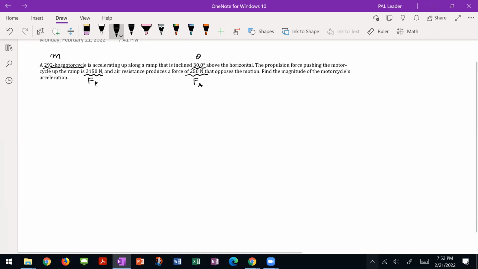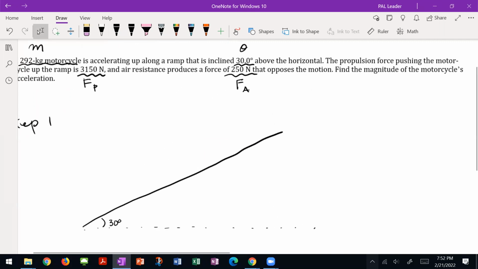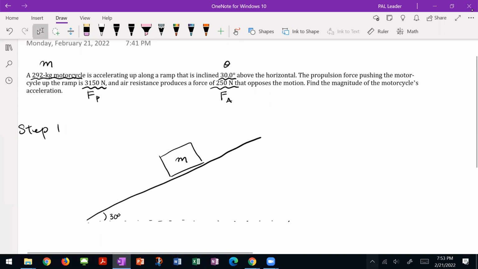So let's draw our picture. We are going up a ramp at 30 degrees. I know this isn't 30 degrees, it doesn't really matter, but for picture's sake I make it a little more exaggerated. I'm not going to draw a motorcycle because I can't, so I'm going to draw a box. We have our motorcycle that has mass m, and it's inclined at 30 degrees. We have a propulsion force.